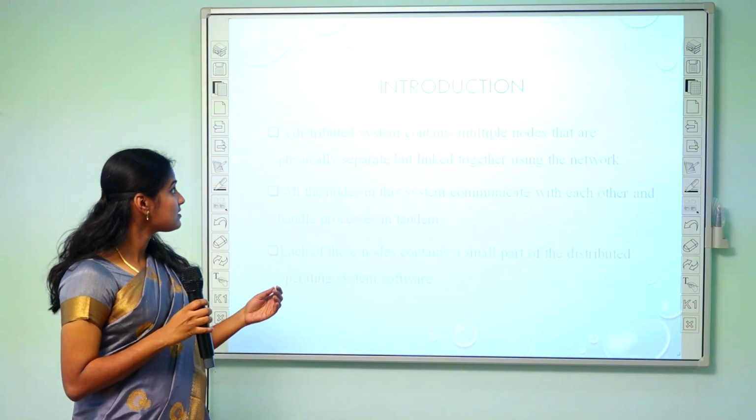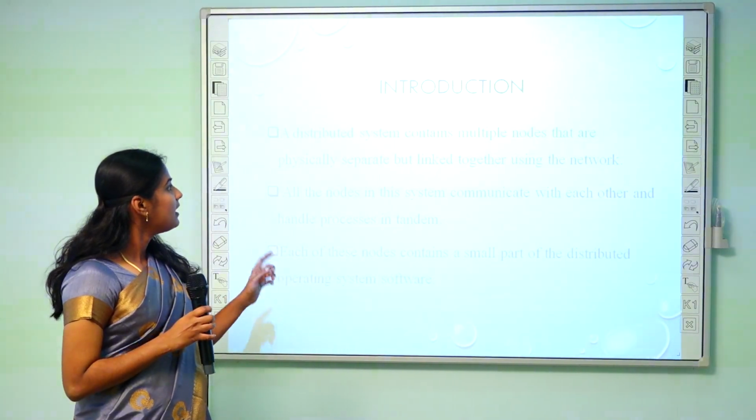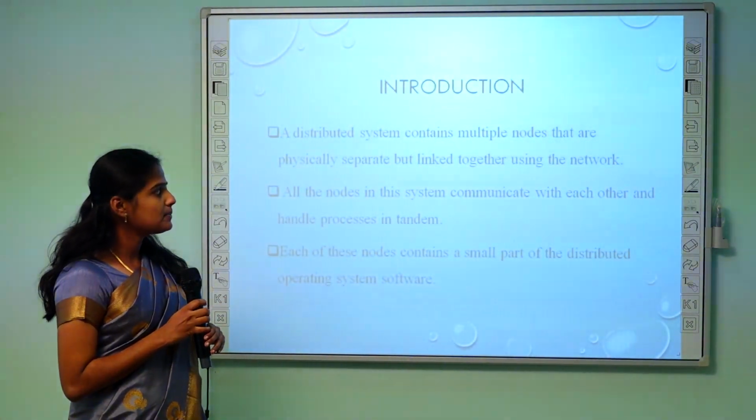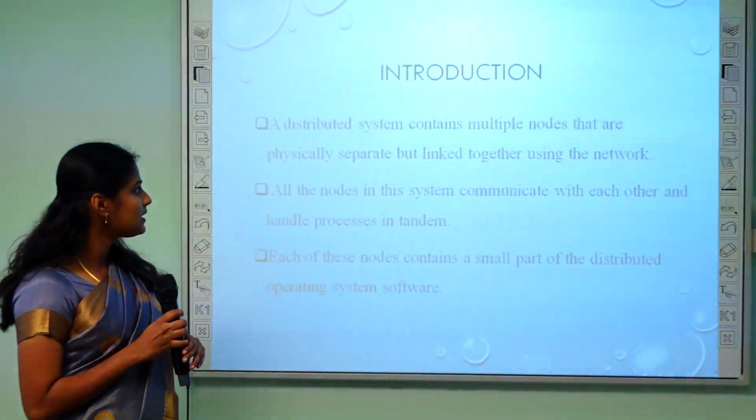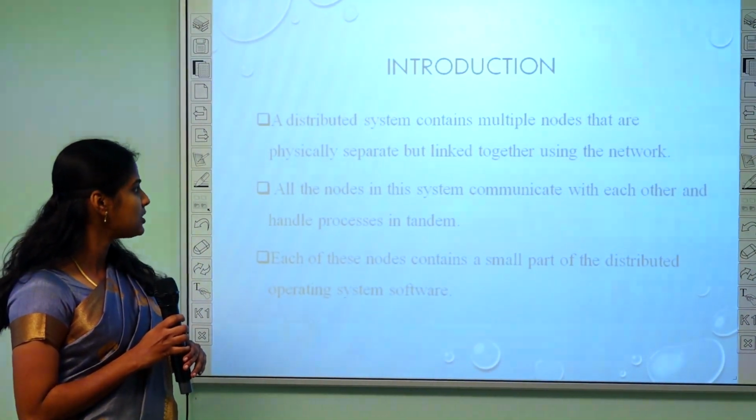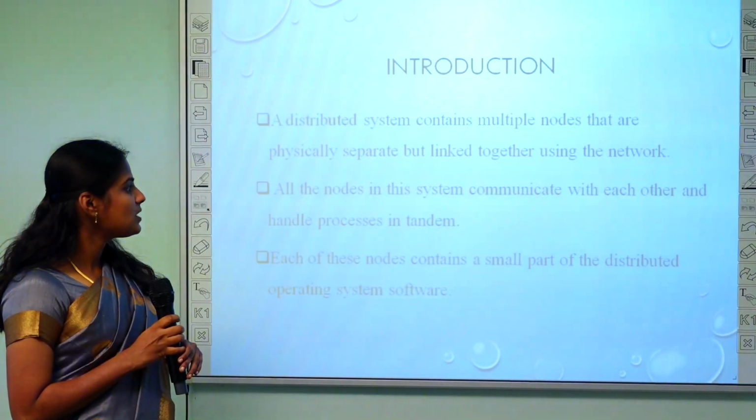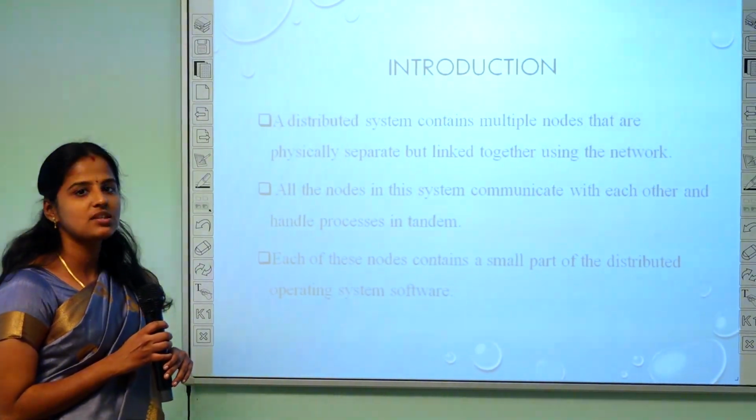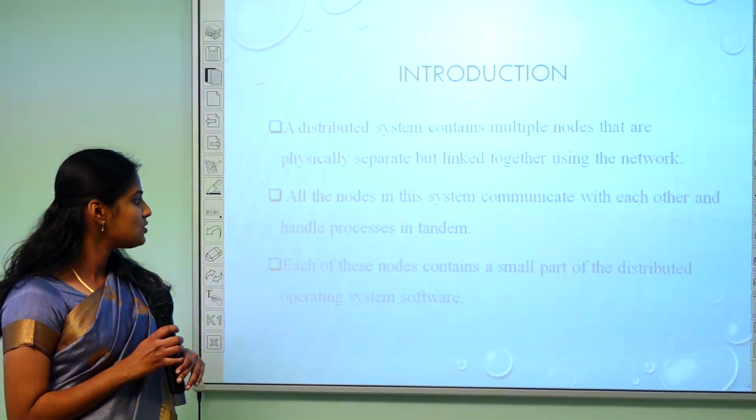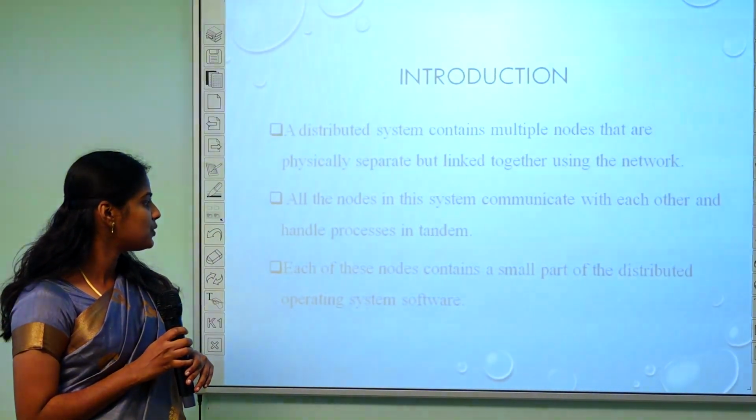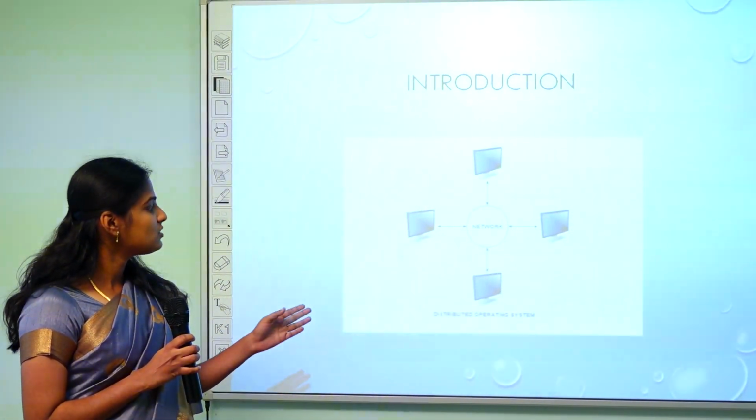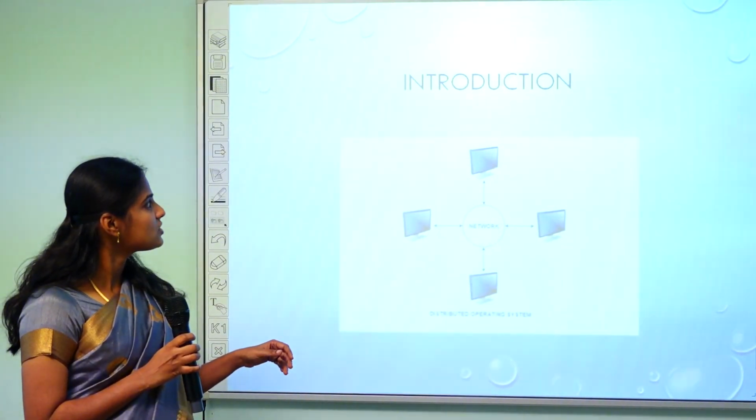So first of all we discuss what is distributed computing. A distributed system contains multiple nodes that are physically separated but linked together using the same network. All the nodes in the system communicate with each other and handle processes in tandem. Each of these nodes contains a small part of the distributed operating system software. So this is the picture of a distributed operating system.